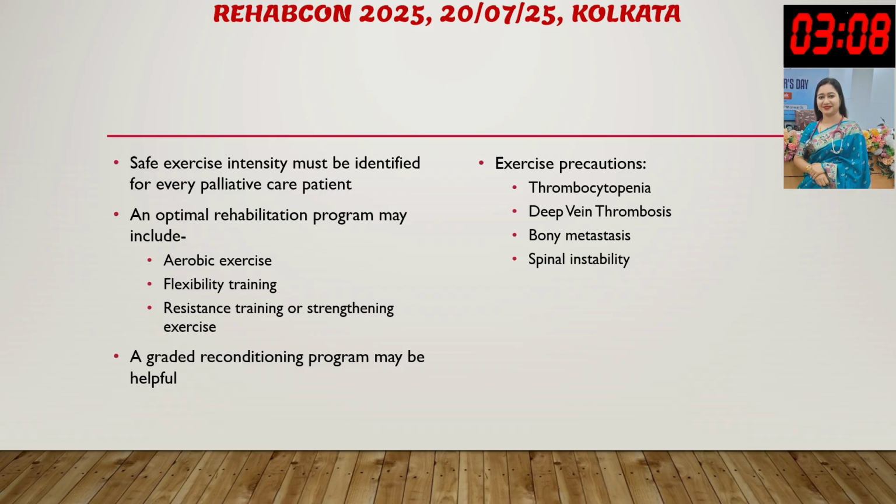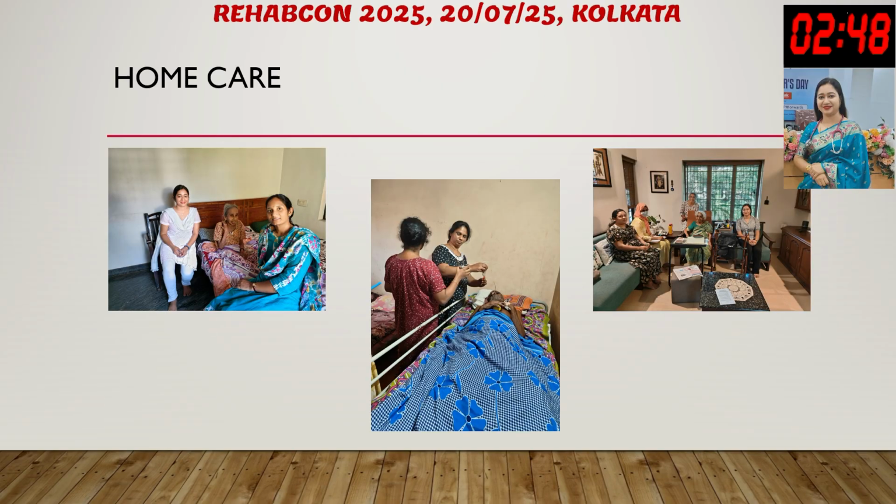In case of thrombocytopenia, if isometric exercises are allowed, that may give rise to a rise in BP, and that may cause intracerebral hemorrhage. In case of deep vein thrombosis and bony metastasis, spinal instability, first we must stabilize the spine and then we should proceed with rehabilitation. Home care is very much important.